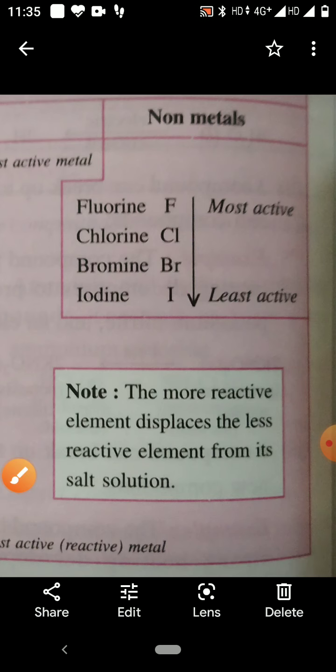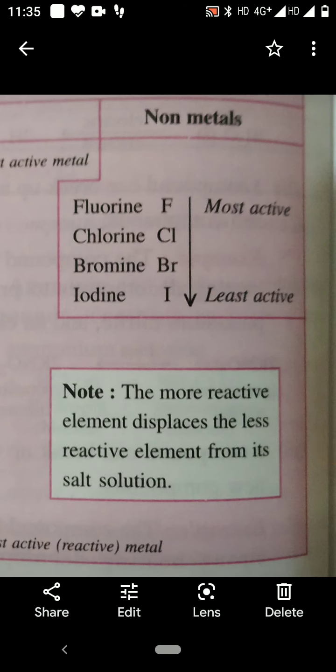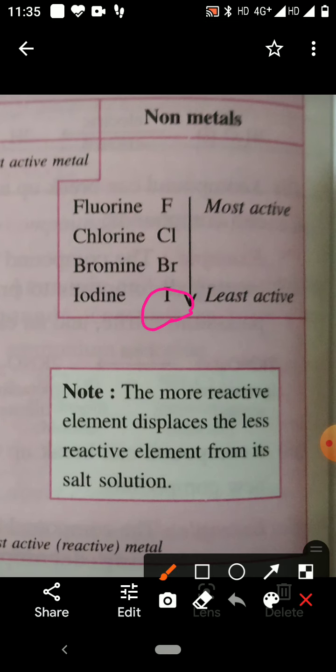So you have studied the example of the aqueous solution of potassium iodide. In that, when we pass chlorine gas, chlorine is more reactive than iodine. Therefore, chlorine will displace iodine from potassium iodide, as a result of which potassium chloride is formed.